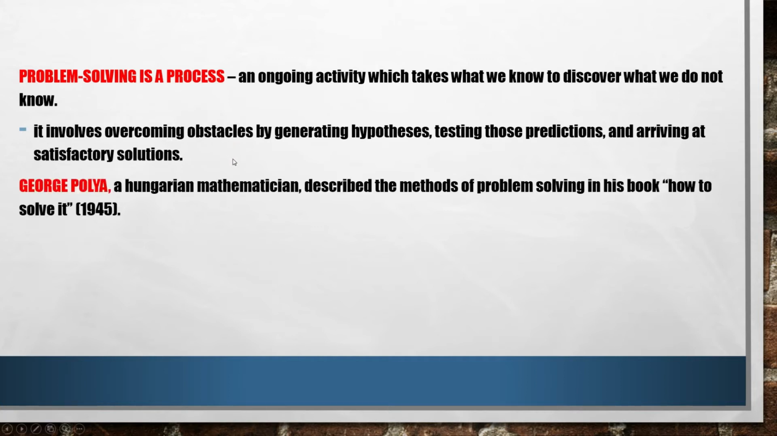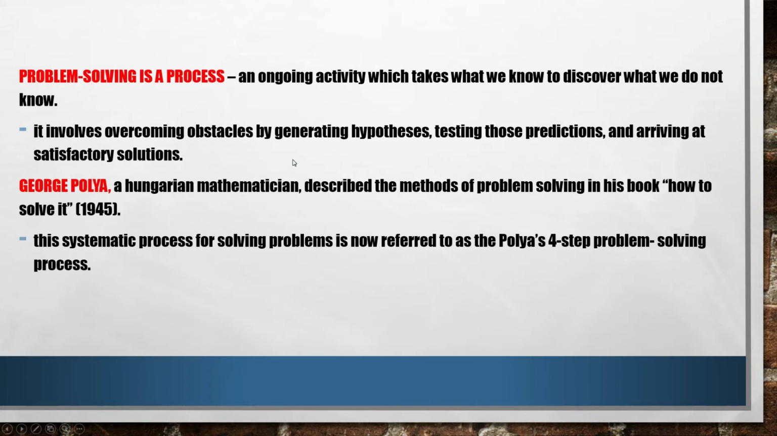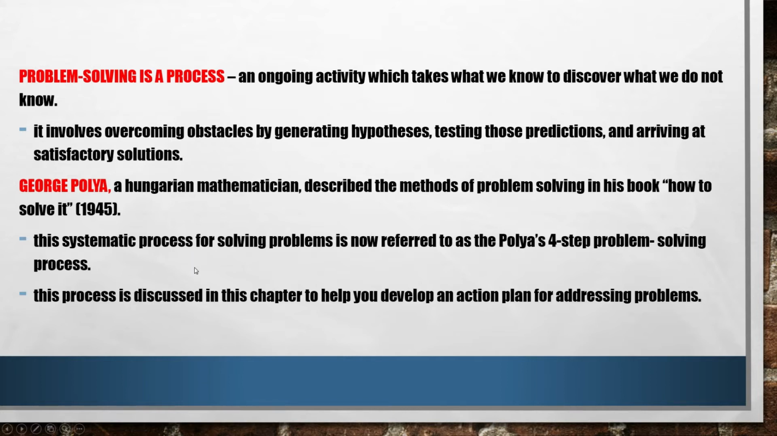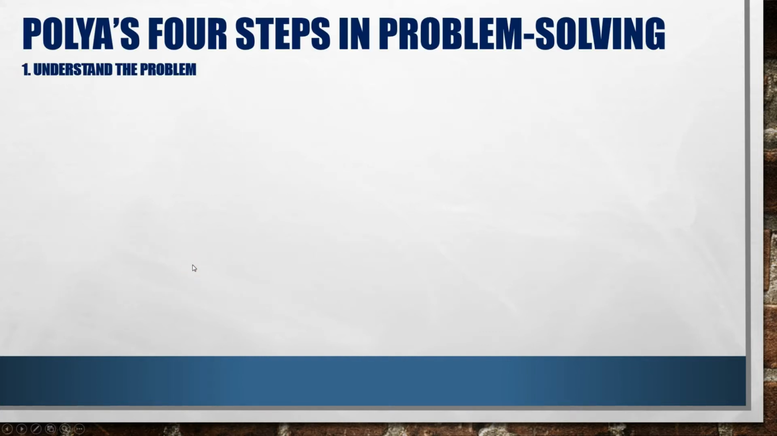According to George Polya, a Hungarian mathematician, he described the methods of problem solving in his book, How to Solve It, 1945. This systematic process for solving problems is now referred to as Polya's four-step problem solving process. So this is where we got the 4-step problem solving process. This process is discussed in this chapter to help you develop an action plan for addressing problems. So let's discuss Polya's 4 steps in problem solving.